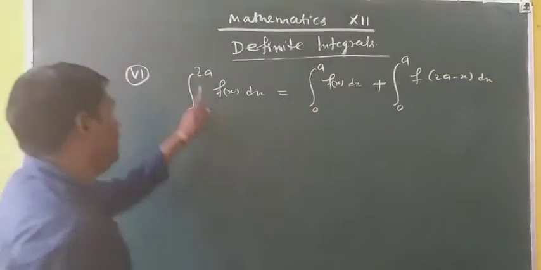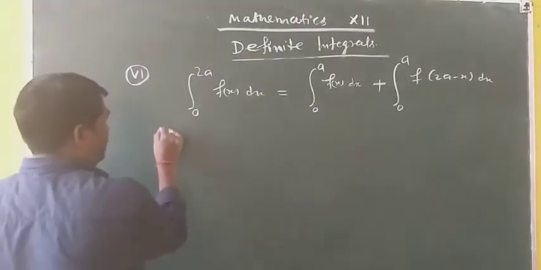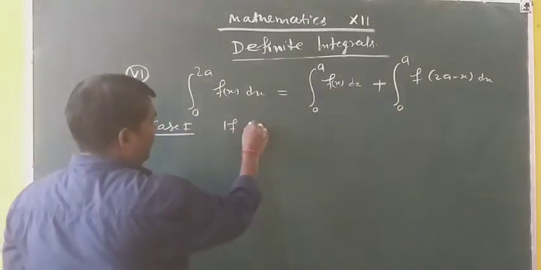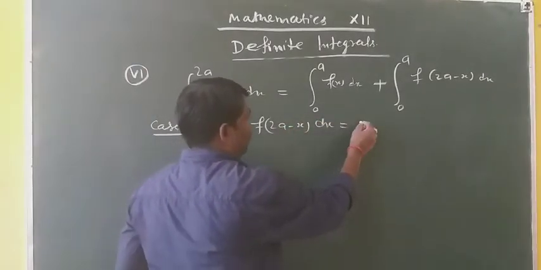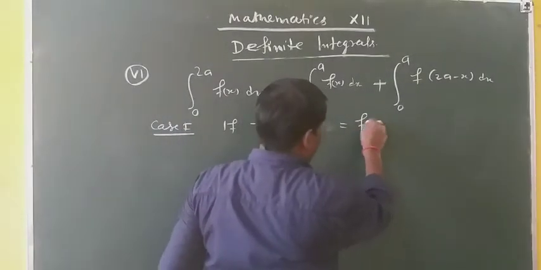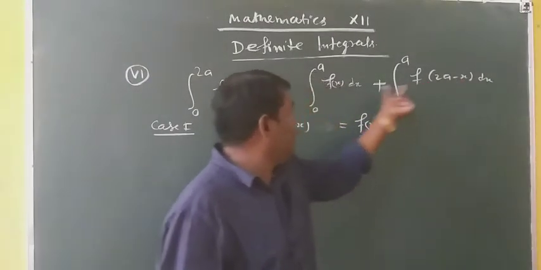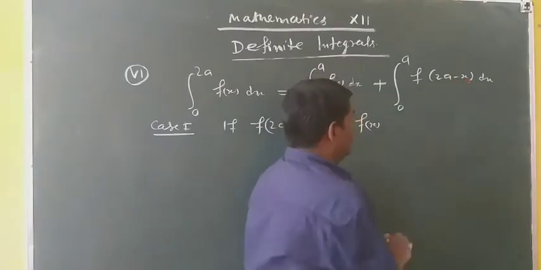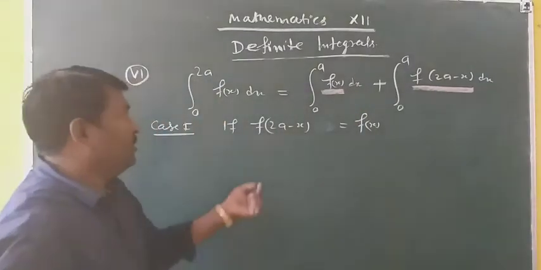Just see, here the upper limit is 2a. So here the condition is, case 1: if f(2a minus x) is equal to f(x). If this function is equal to f(x), so what will happen?